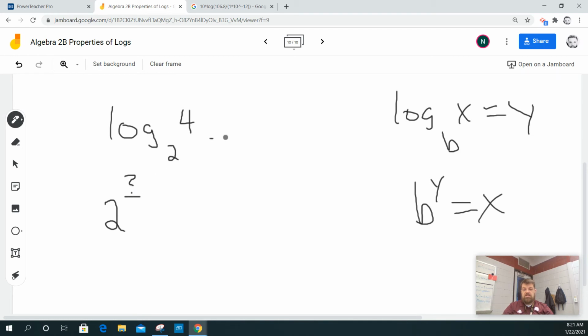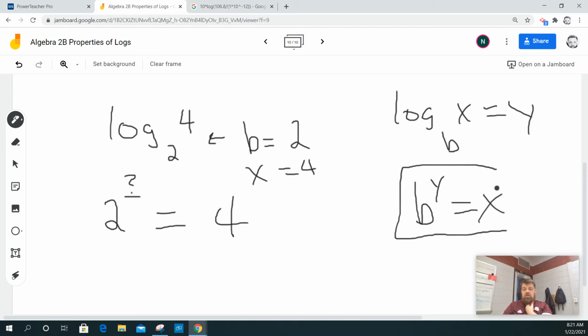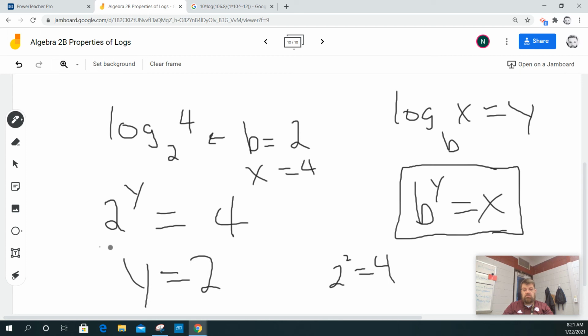Well, let's look at this. b is equal to 2, and x is equal to 4. So 2 raised to some power is equal to 4, right? If I look at this and plug it in, I can even plug in the y if I wanted to. Well, what is that? It's just 2, because 2 squared is equal to 4. So y equals 2, so that whole thing simplifies down to 2.